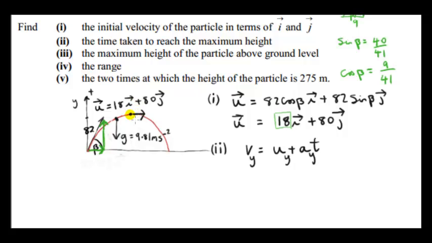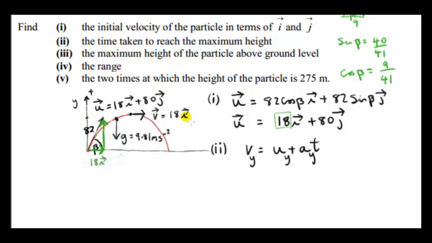When the particle reaches its maximum height, its y component of the velocity is 0. Okay, so the x component hasn't changed, it's always 18. So this vector here, when it reaches its maximum height, is actually 18i. Okay, the same as this vector down here. Because there's no air resistance, no force in the horizontal direction. No force means no change in the velocity in the horizontal direction.